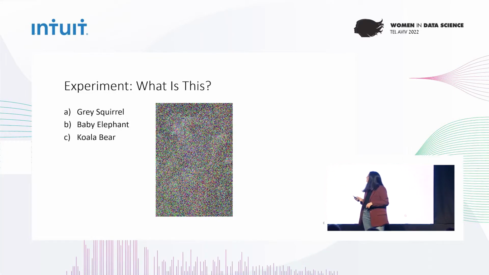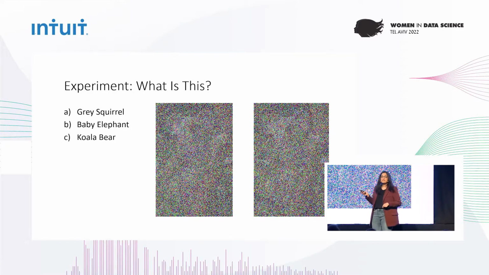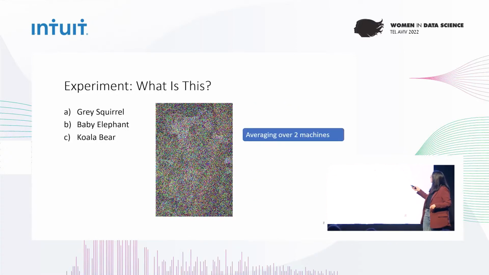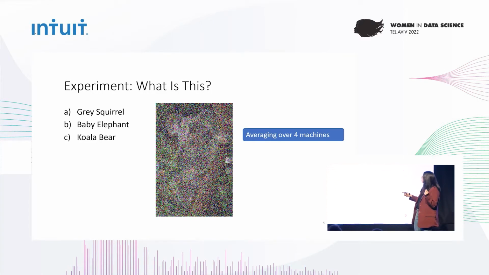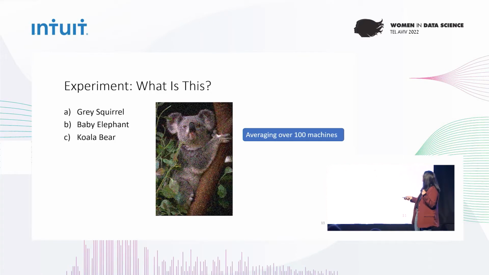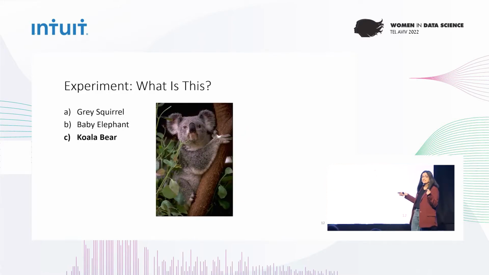Who thinks it's C? Wow, okay, very nice. So what happens if I give you another noisy sample of the same image? So this is a different instantiation of the noise. Does this help you? So many of you will probably say, of course, we can take these 2 images and average them together. So this is like averaging over data given from 2 different machines. And you can do it over 4 machines, or 16 machines, or 100 machines. And at some point, you'd realize that, yes, this is indeed C, a koala bear.